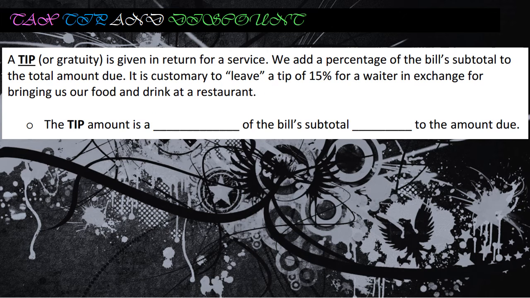So when we talk about a tip, this is a gratuity, the official word, that's given in return for a service. Commonly we see tips at a restaurant, but you can see tips at all kinds of different places. What we do is we add a percentage of the bill subtotal to the total amount due. You leave a tip, usually 15%, for a waiter or waitress in exchange for bringing us food or drink at a restaurant and some really good service. So a tip is a percentage of the bill subtotal added to the amount due.